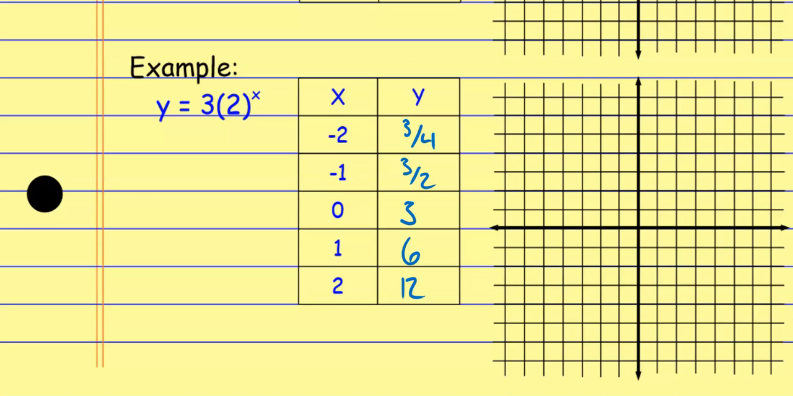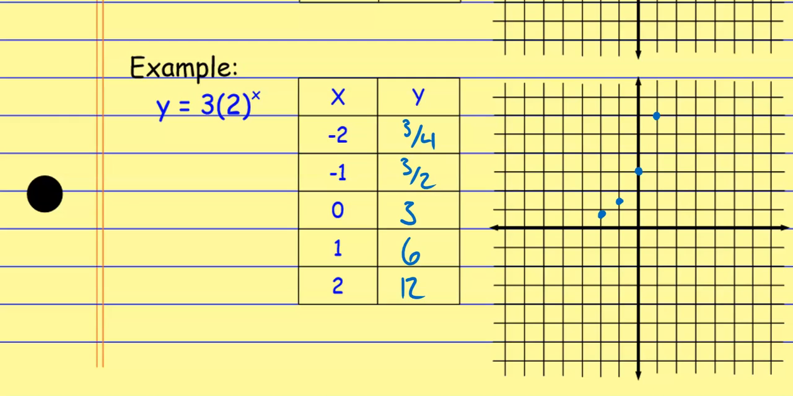Let's graph the other ones. So negative 2, 3/4 is right here, approximately. Negative 1, 3/2 is 1.5. That's right here. 0, 3 is right here. 1, 6 is right here. And then, of course, 2, 12 is kind of off the graph a little bit, but we can imagine where that is. And so we look at this thing, it looks kind of like the other two, except it's steeper. The curve increases much faster, so it's a steeper curve.